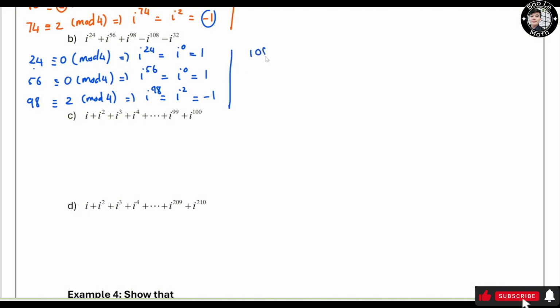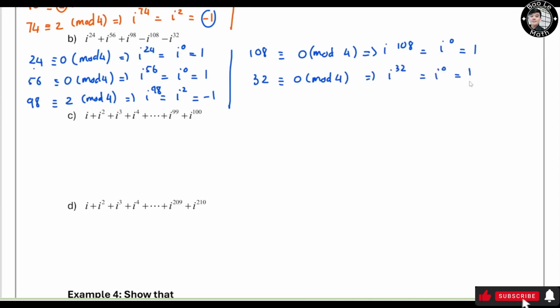Now 108 is congruent to 0 mod 4, right? Then i to the 108 is i to the 0, and it's going to be 1, right? The last one, 32 is congruent to 0 mod 4, right? So then i to the 32 is i to the 0, which is going to be 1, right?